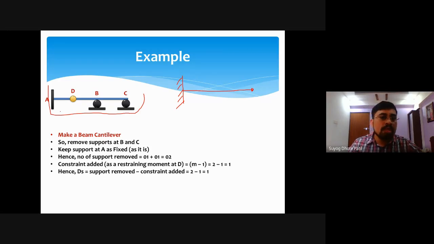Here, support A is fixed, it is okay, but there is another support, that is B, and another support, that is C, and with that one additional hinge is also provided. So our first target is to remove all these three parameters: the internal hinge we have to remove, this support we have to remove, and this support we have to remove.